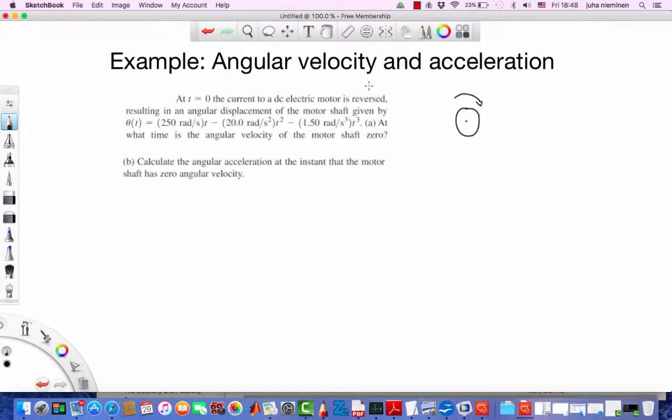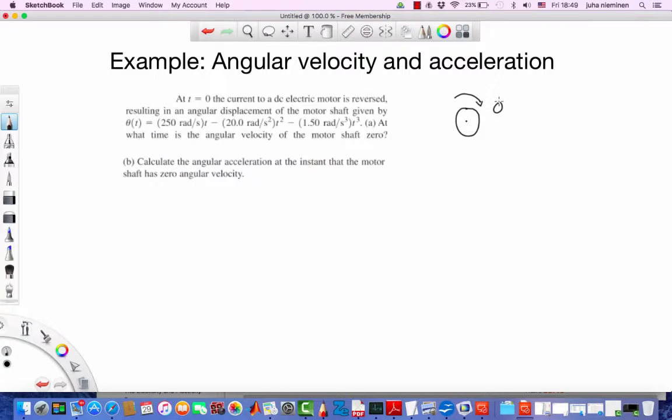In this problem, we don't have constant acceleration, so we cannot use the cheat sheet, but we have to resort to calculus instead. So the problem is as follows. At t0, the current to a DC electric motor is reversed, which results in the angular displacement of the motor shaft, which is here, given by this expression.